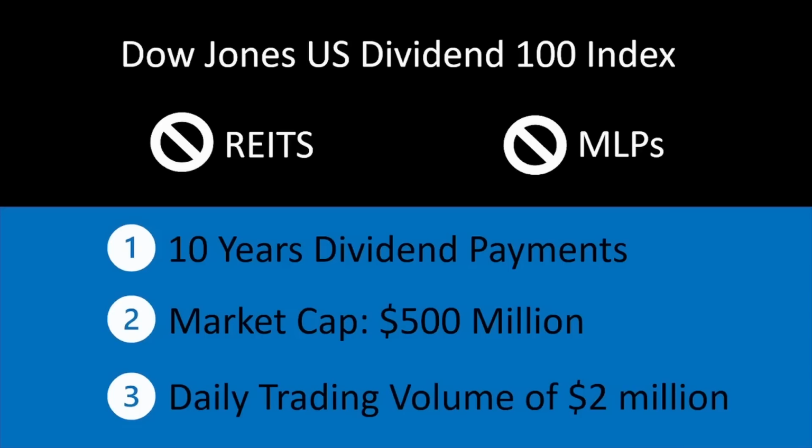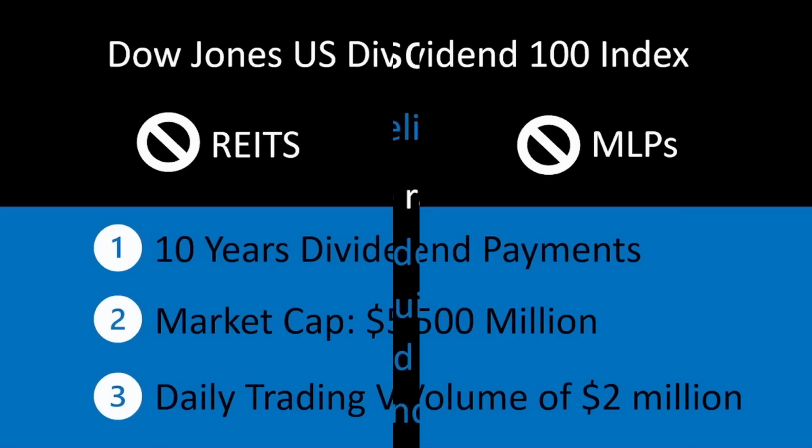So, a couple of quick notes for you all about the criteria for inclusion in SCHD. As I mentioned, SCHD tracks the Dow Jones U.S. Dividend 100 Index, which doesn't include any REITs or master limited partnerships. Those companies are then screened for these three things: a minimum of 10 years of dividend payments, a minimum float adjusted market cap of $500 million US dollars, and a minimum 3-month average daily trading volume of $2 million.